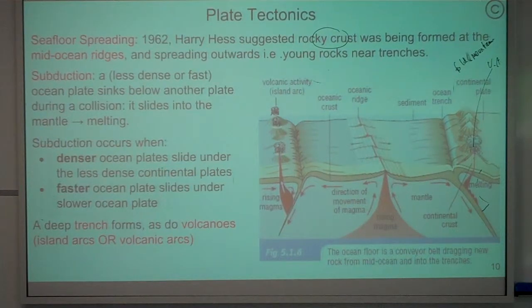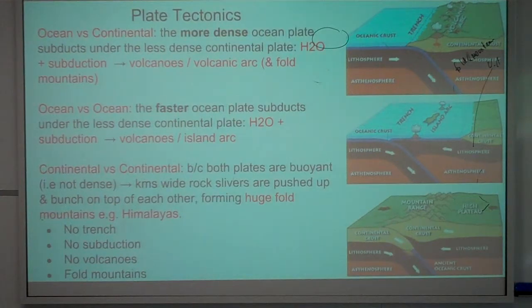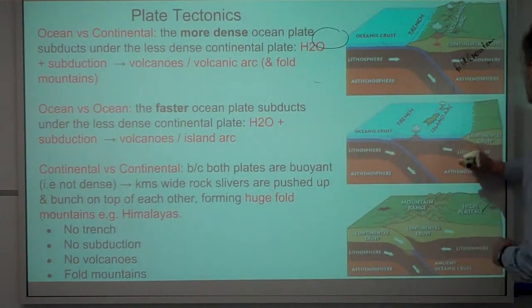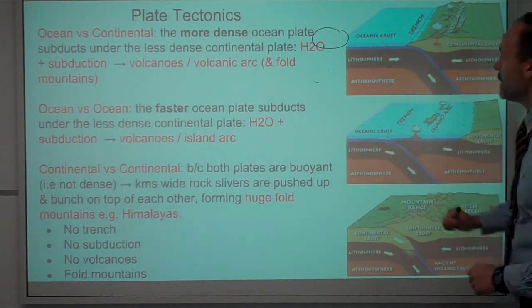Can I change that slide? Yeah. So that's quite a bit of information, but you do need to know that information. I modified this slideshow heavily this morning before I came to class.